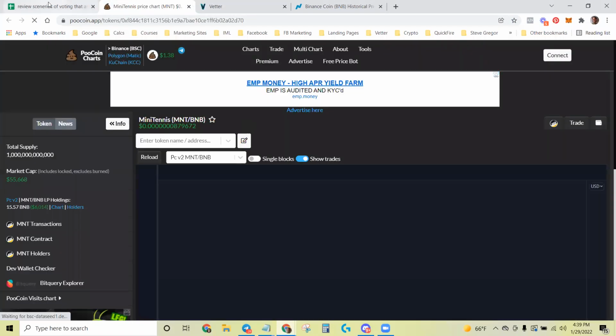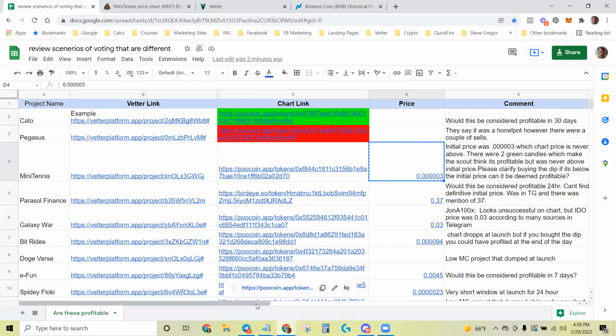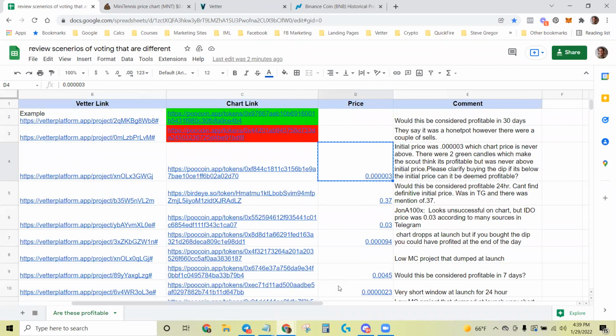Okay, this one is mini tennis. And the question on this one was: the initial price was 0.000003, which the chart price is never above. There were 2 green candles, which made someone think that the project was profitable, but it was never above that initial price. Please clarify buying the dip. If it's below the initial price, can it be deemed profitable?